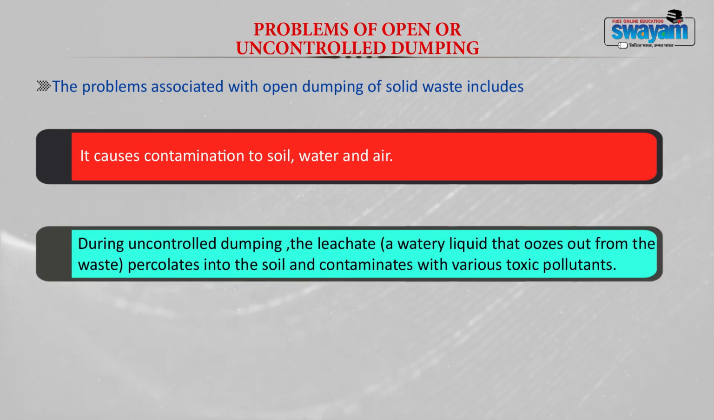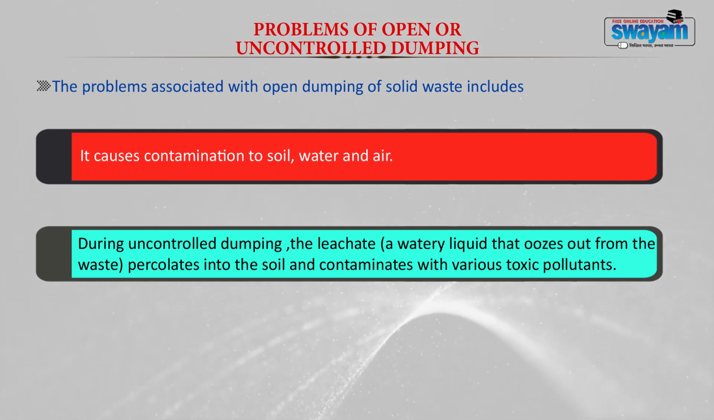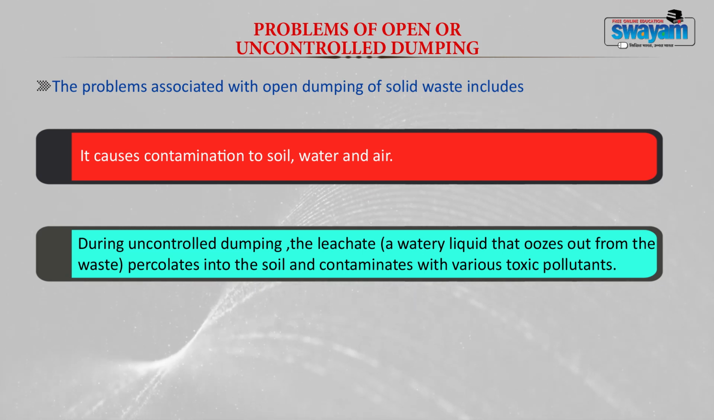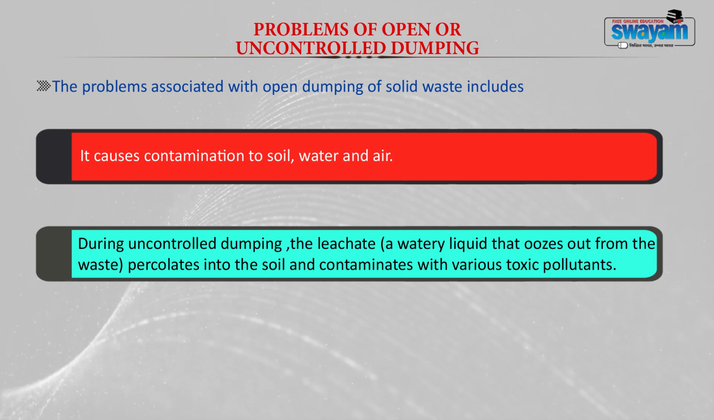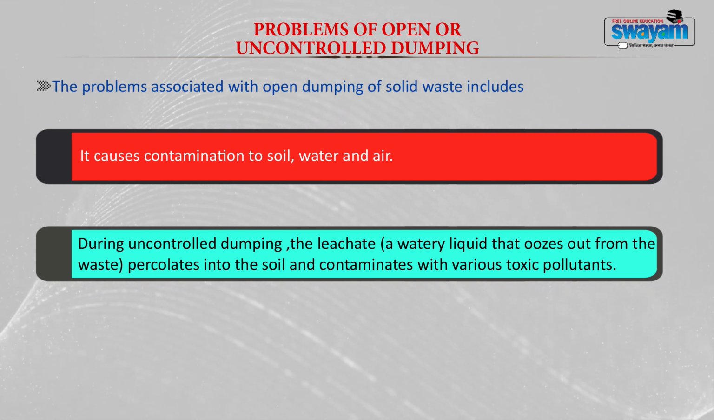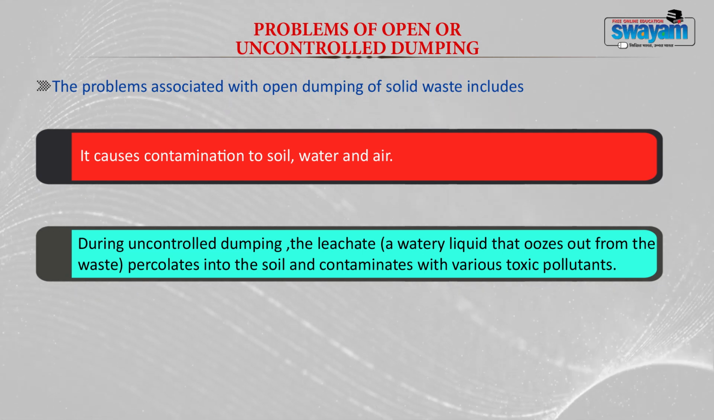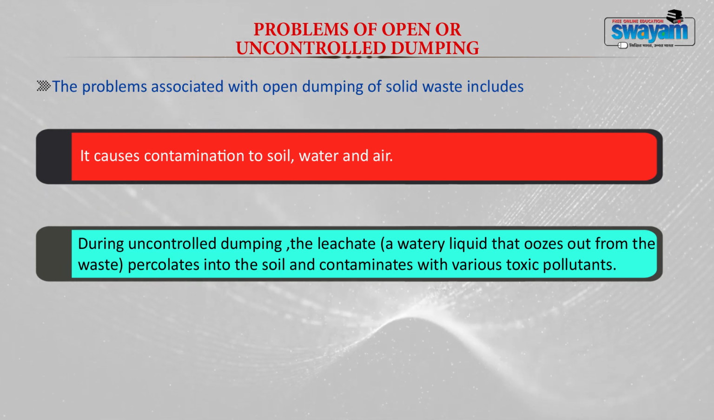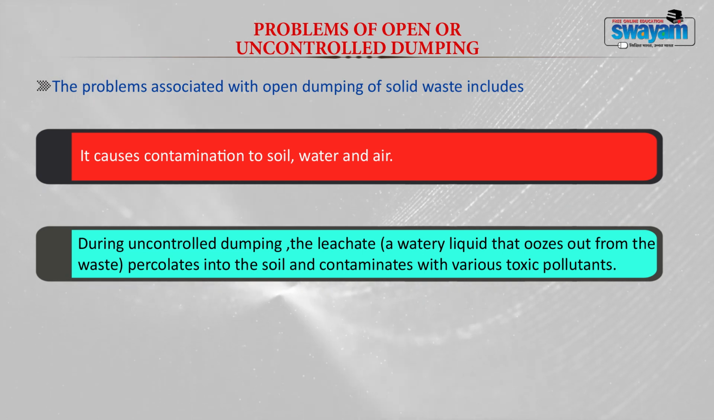Now, during uncontrolled dumping, a watery liquid called leachate oozes out from the waste material. You all know any waste material contains some amount of moisture. During decomposition or degradation, this moisture oozes out from the waste material, which is called leachate. Now, when this leachate percolates into the soil, it contaminates the soil.